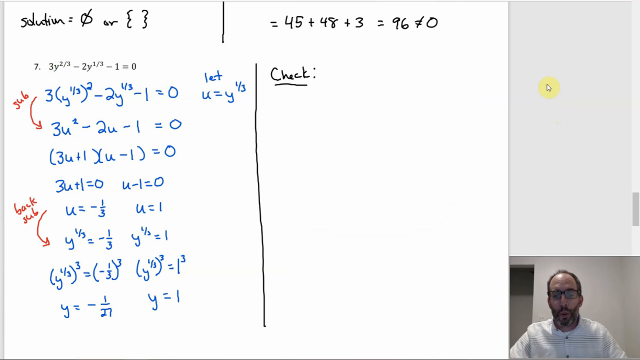I mean, for the 1, I would argue you can just look at it and you know that's going to work, because the cube root of 1 is 1. So if you look at it, you're going to get 3 minus 2 minus 1. That's a 0. Fine, right? The negative 1/27th, I think, is worth going through, though.